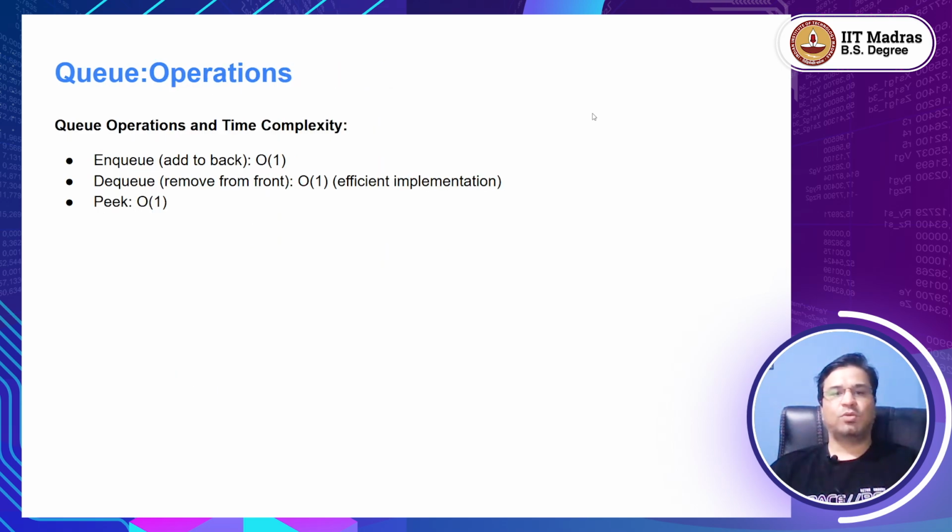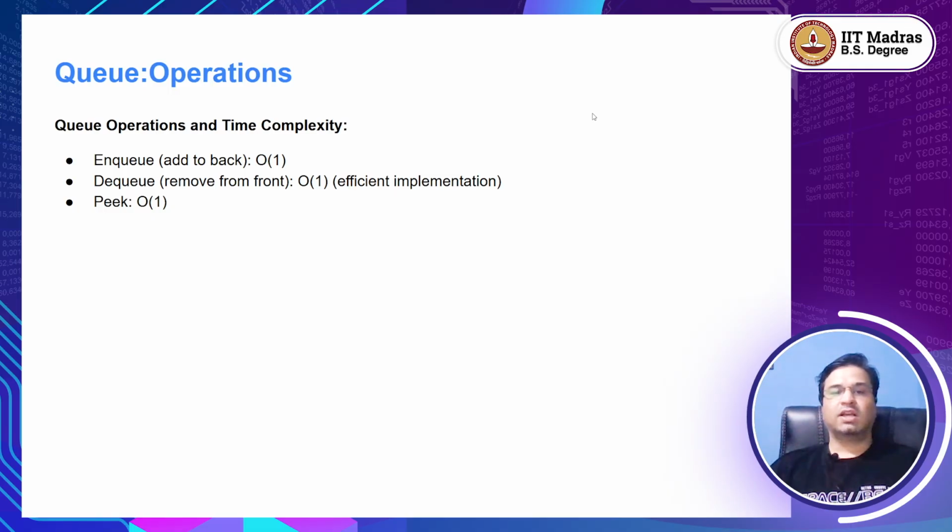Let's look at the time complexity for an efficiently implemented queue. For enqueue, adding an element to the rear of the queue, if we are implementing with the help of array, or if we are implementing with the help of linked list, then the tail of a linked list, if you maintain a tail pointer, is a constant time big O(1) operation. For dequeue, removing the element from the front of the queue, removing from the head of the linked list is also a constant time operation. Peek, looking at the front element, is also a big O(1) operation.